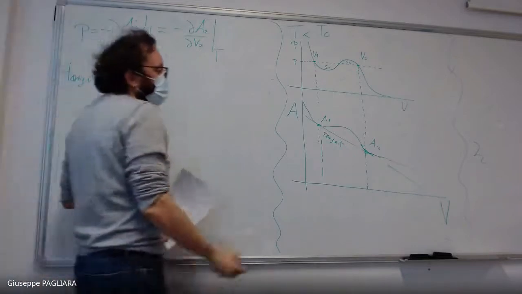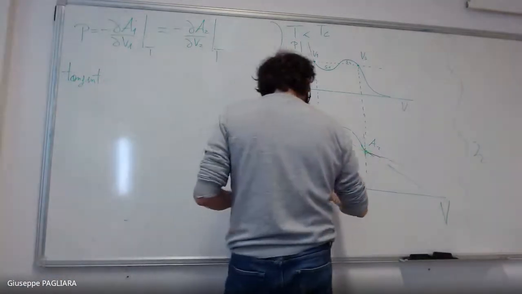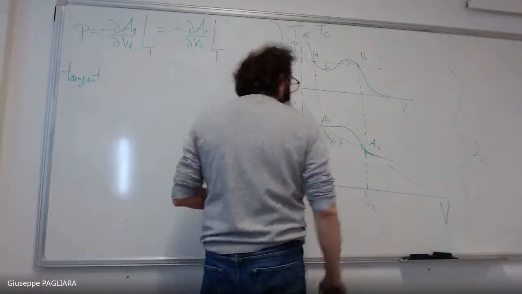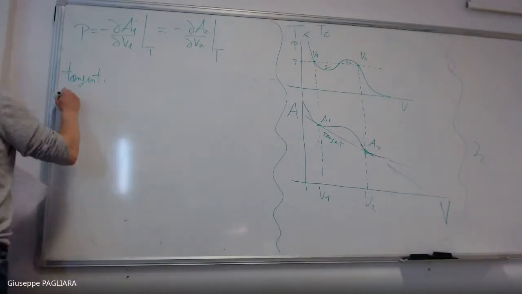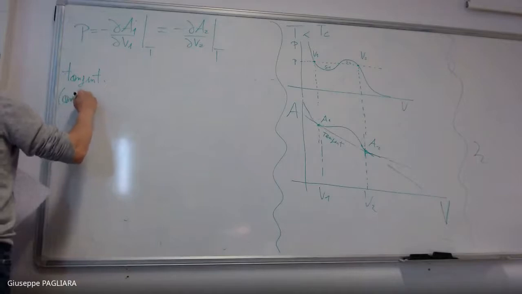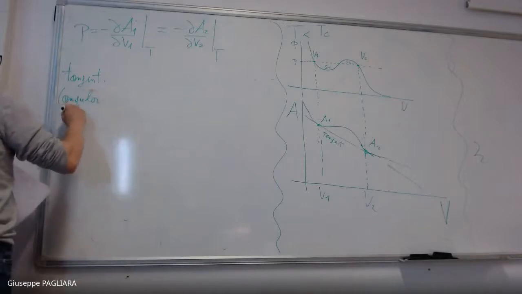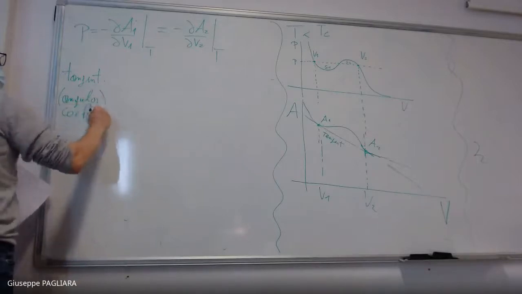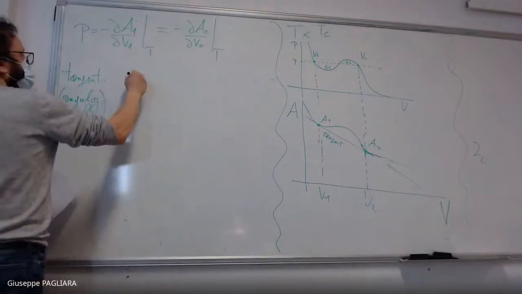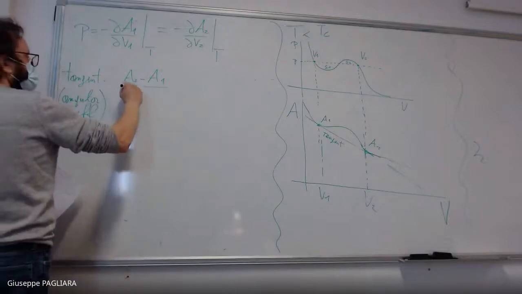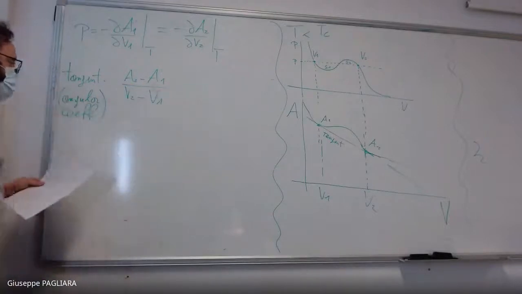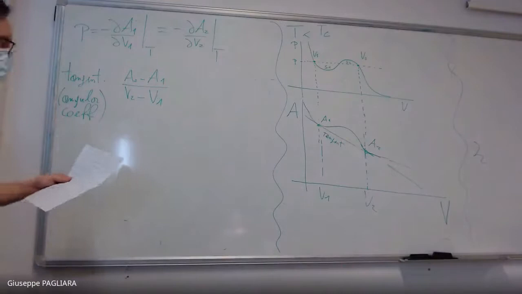I have to do A2, so this is V1 and this is V2. A2 minus A1 divided by V2 minus V1 is the angular coefficient of the tangent. So let's call the angular coefficient of the tangent A2 minus A1 divided by V2 minus V1.